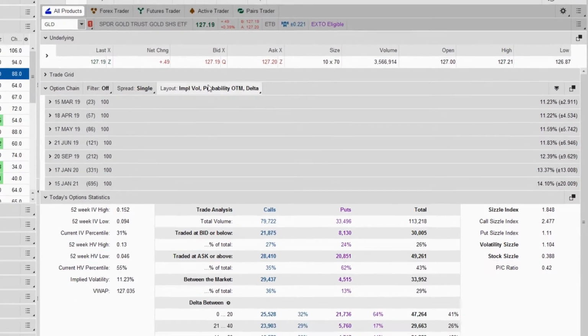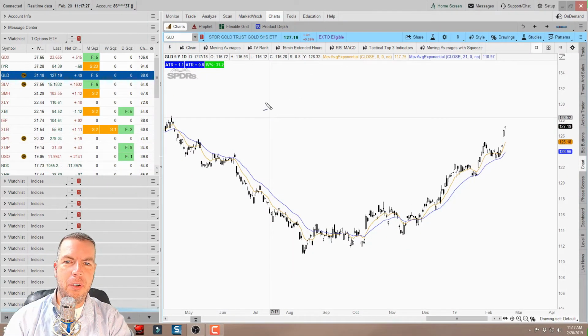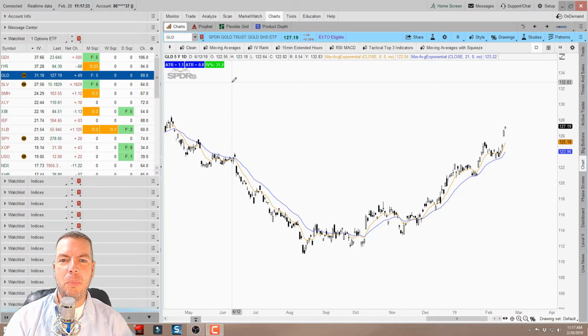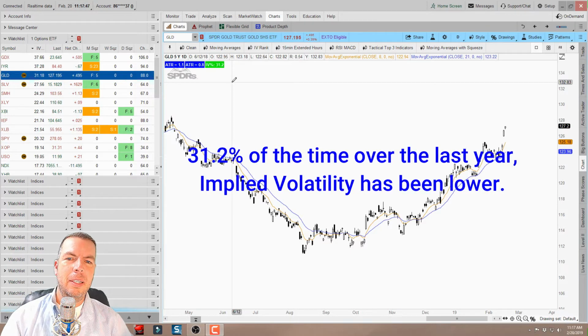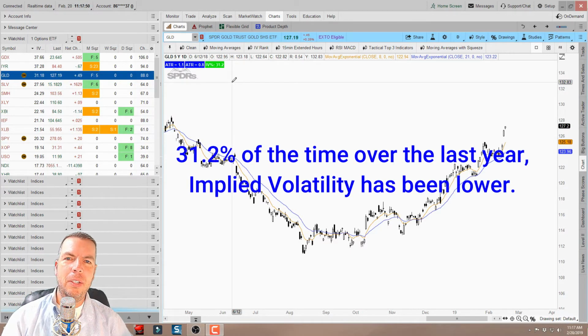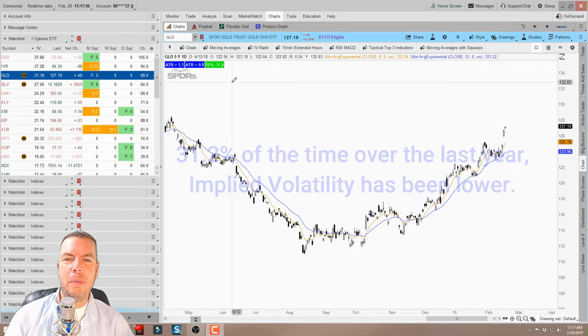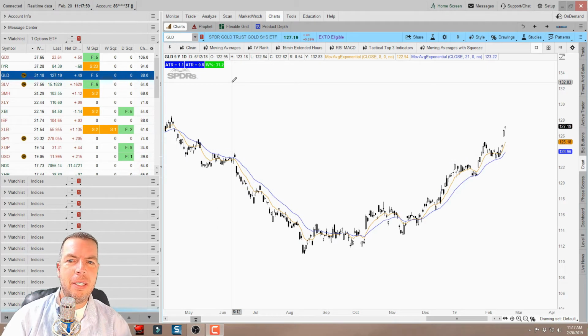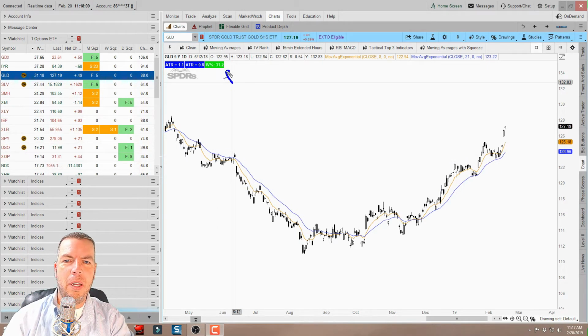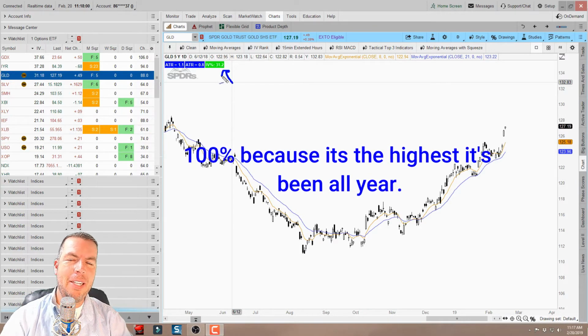Let's go back and look again at the chart tab, where you can see we have 31.2% implied volatility. What that really means is that, based on the last year, looking back 252 trading days, implied volatility right now is at the 31.2% level. So basically 31.2% of the time implied volatility has been less than it is right now. If implied volatility is the highest it's ever been, this number is going to read 100%. I should say the highest it's been in the last year.